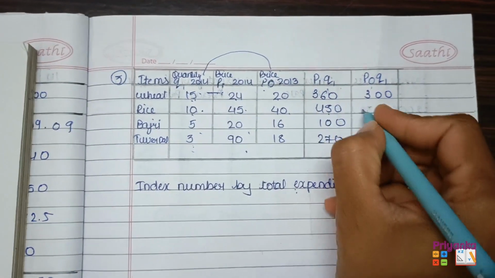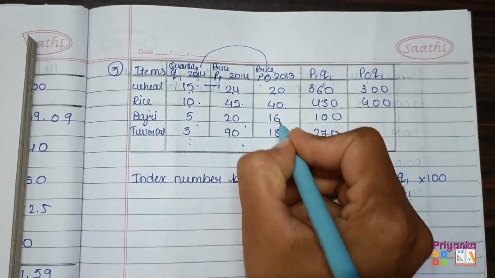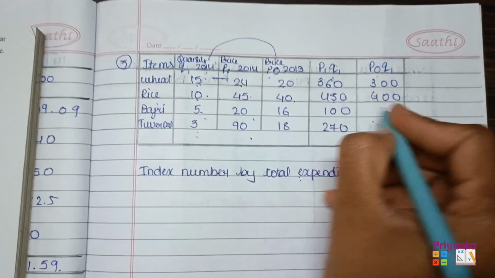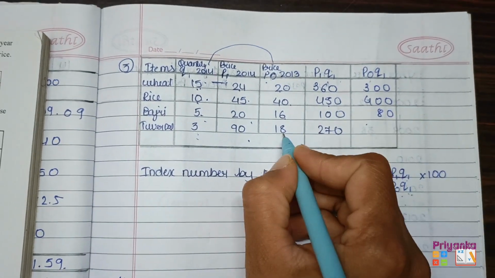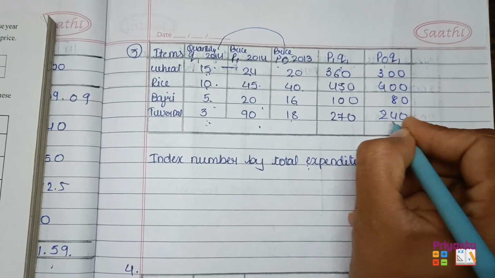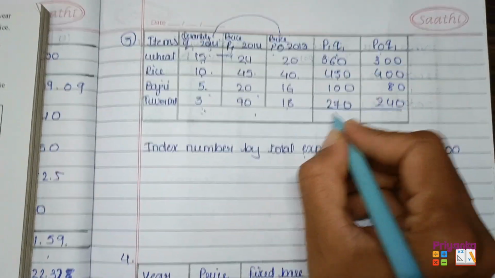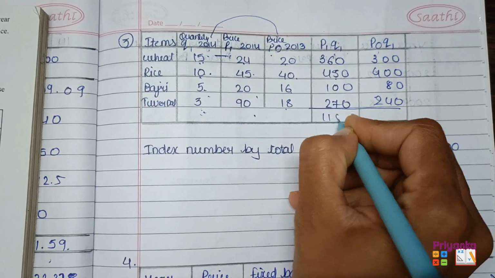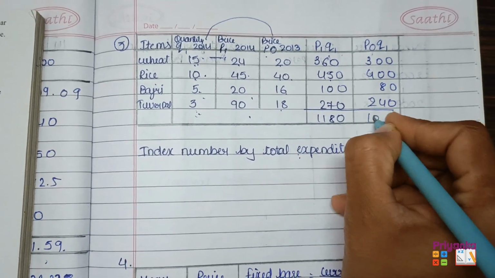40 multiplied by 10, here comes 400. 16 multiplied by 5, that's 80. 18 multiplied by 3, that is 240. And let's take the total out, of both the columns. Here comes 1180 and here 1020.